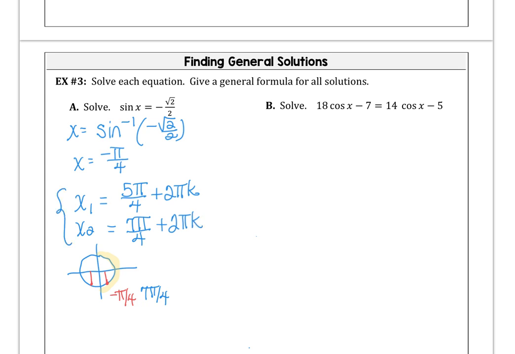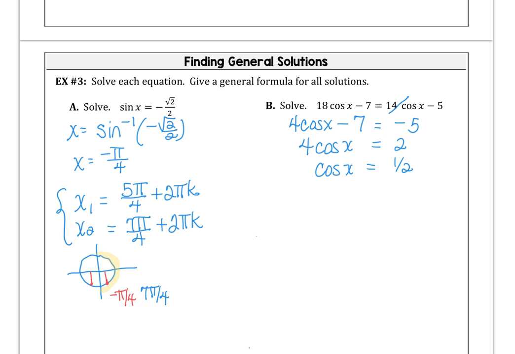On example B, let's collect like terms. If we subtracted 14 cosine from 18 cosine, we would have 4 cosine on the left, minus 7 is negative 5. Then we could add 7 to both sides, and 7 minus 5 is 2, and then divide by 4. Cosine is a half. So cosine is a half where?